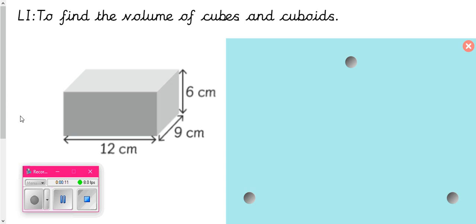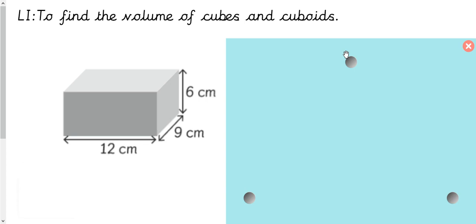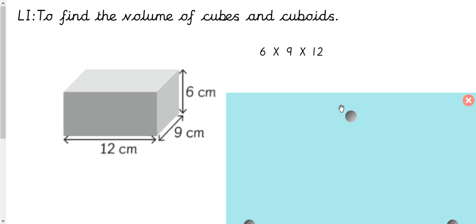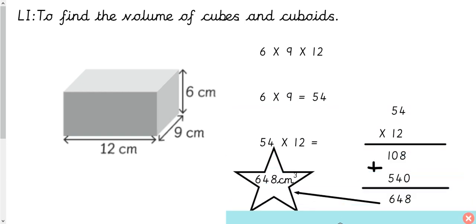Your learning intention: we're going to be finding the volume of cubes and cuboids. So hopefully you'll remember that to find the volume of a cube or cuboid, we do our length times our width times our height. So I've got the example here. Now the numbers we're going to use are going to get a little bit bigger, so you are going to need to think about the method you use to multiply. So length times width times height, I'll show you all the workings.